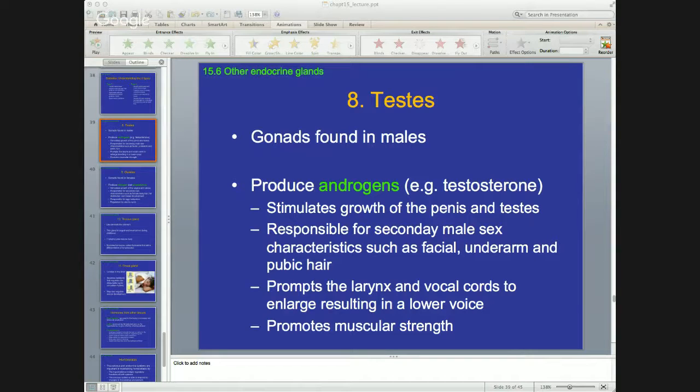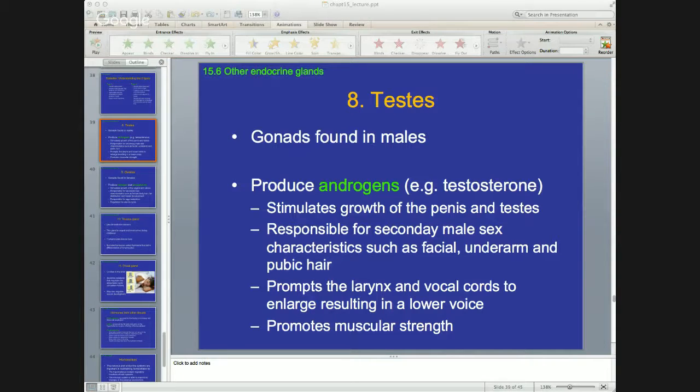And testosterone is responsible for the secondary male sex characteristics like facial hair, underarm hair, pubic hair. Testosterone also stimulates the growth of the penis and testes, and is also involved in promoting the larynx or vocal cords to enlarge, allowing for the male voice to be lower. It also promotes muscular strength. So males tend to be stronger than females because of the presence of testosterone.